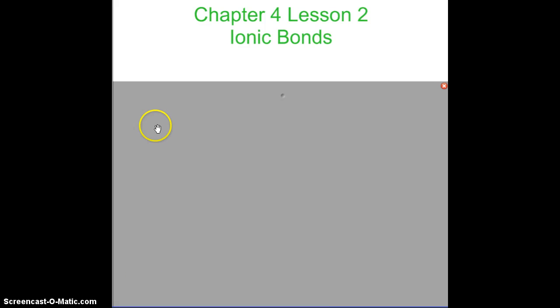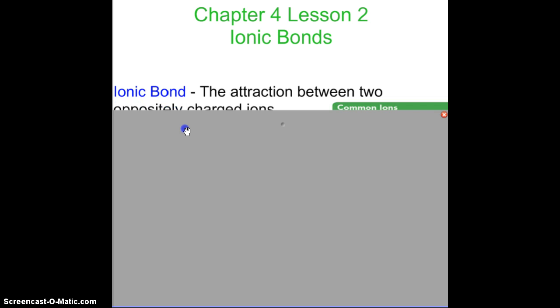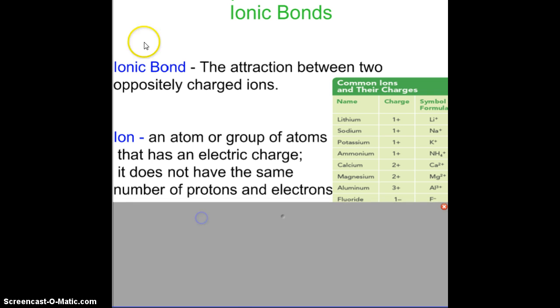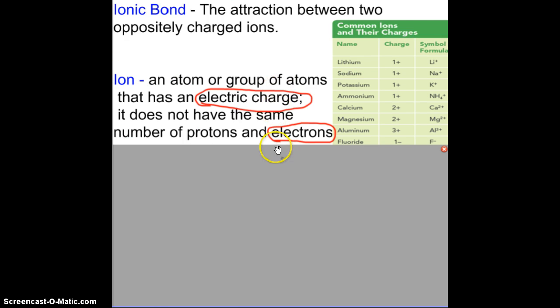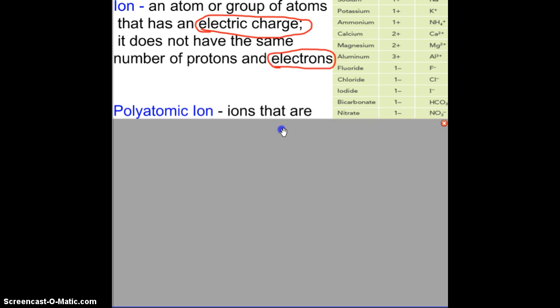Chapter 4, Lesson 2 is about ionic bonds. Yesterday we talked about what an ion is. An ion is anything with an electrical charge, an atom or an element with an electrical charge. An atom gets an electrical charge if it loses or gains electrons. So that's what an ion is: an atom with an electrical charge, and it only has an electrical charge if it loses or gains electrons, okay?